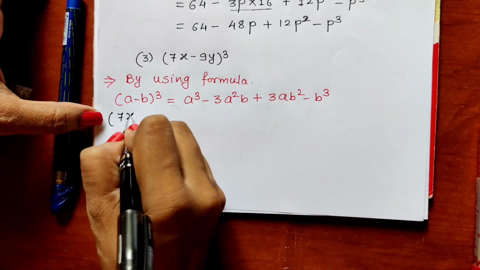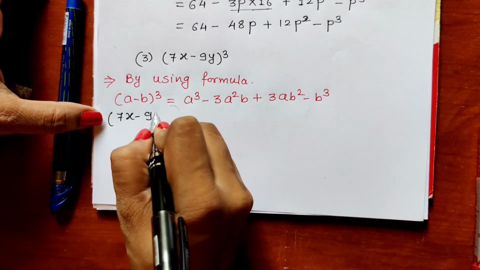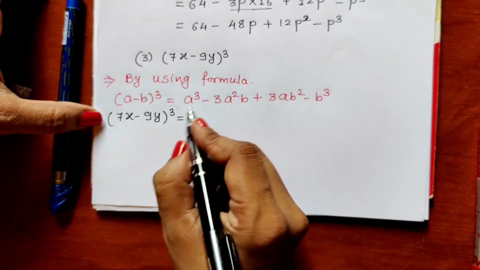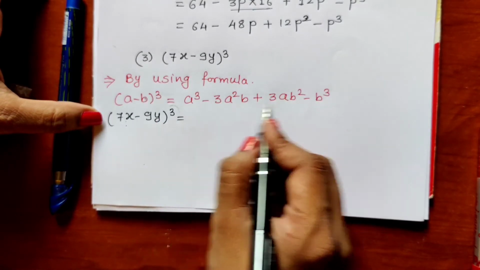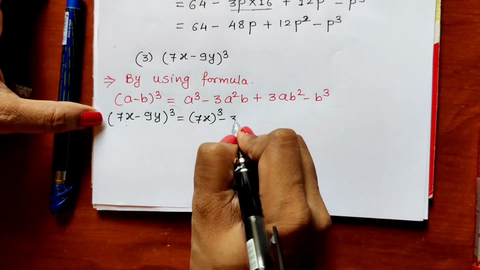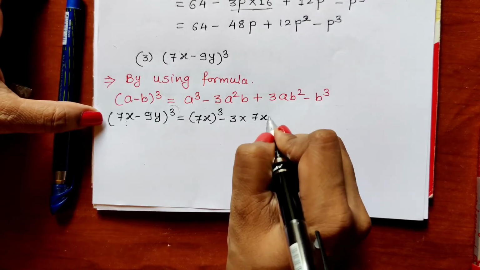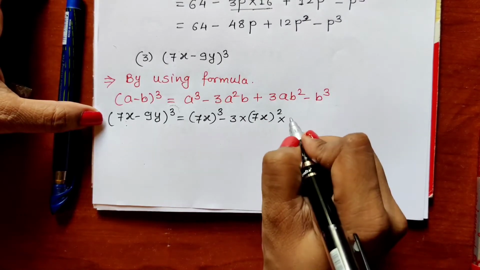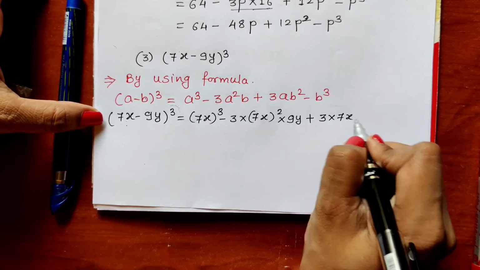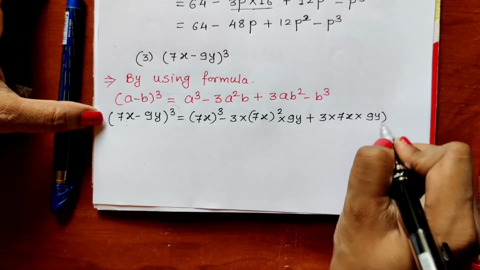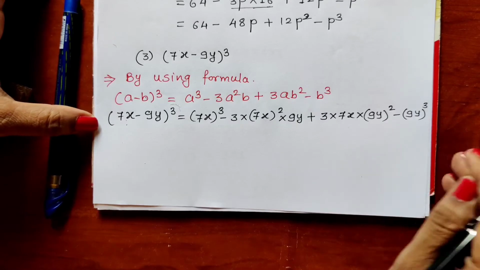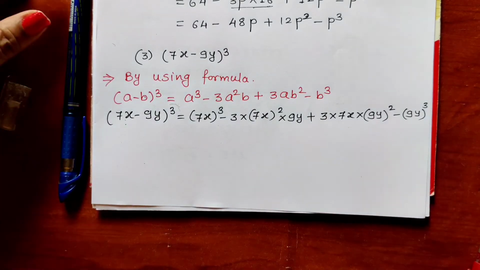Apply the formula to our sum. The sum is (7x minus 9y) whole cube. Our a is 7x, b is 9y. In place of a we write 7x, in place of b we write 9y. So (7x) cube minus 3 into (7x) square multiplied by 9y plus 3 into 7x multiplied by (9y) square minus (9y) cube. In this way we have applied our formula here.